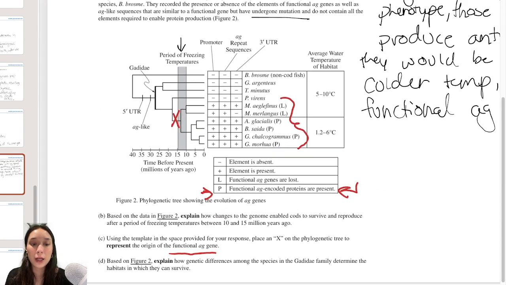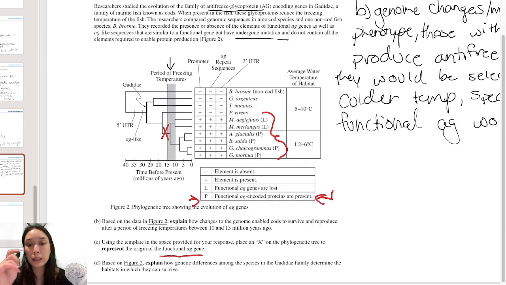Okay, the final part, D, says, based on figure 2, explain how genetic differences among the species in the Gattidae family determine the habitats in which they can survive. Okay, so this one's a little bit of a strange question because it's pretty much the same as B, so I'd be curious to see the answer guides for this one, but it's the same type of thing. They're asking you changes in the genome versus genetic differences. So for these ones, I believe they specifically want you to address both of the different groups, which is probably the only difference between these ones.